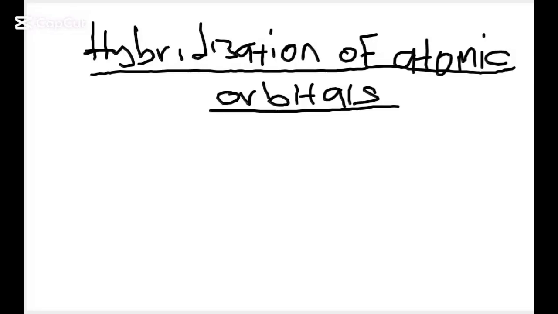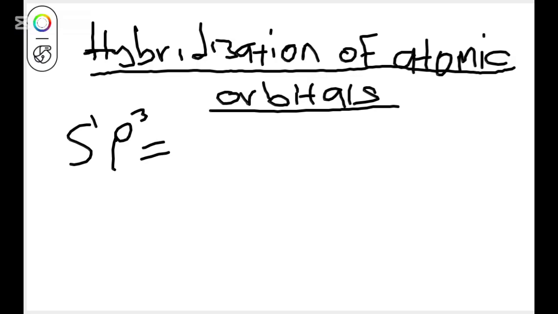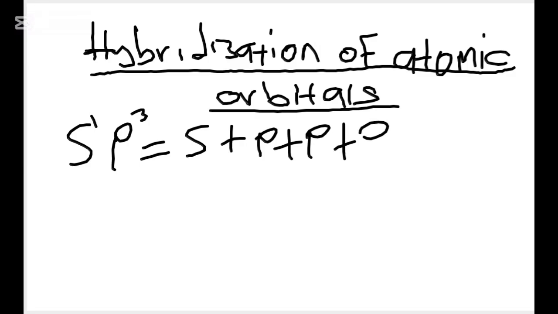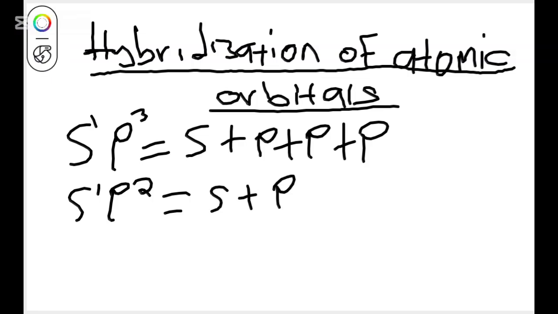In this video, we're going to see the hybridization of atomic orbitals. So what exactly is hybridization? Hybridization is basically combining atomic orbitals to make hybrid orbitals. For example, sp3 is a blend of one s orbital and three p orbitals: s plus p plus p plus p. Now what is sp2? sp2 is an s orbital and two p orbitals: s plus p plus p. So this is sp2.